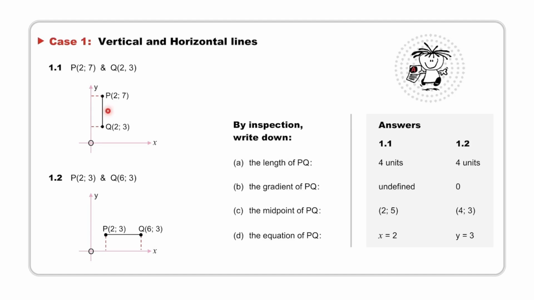The equation of this line is x equal to 2, because x equal to 2 is a fact true for every single point along that line, and the equation of this line is y equal to 3, because that is true for every single point on that line.